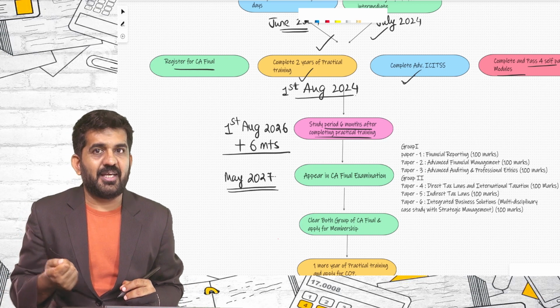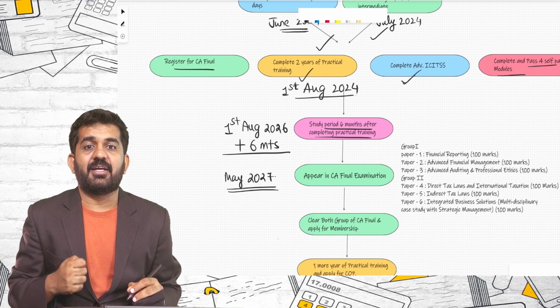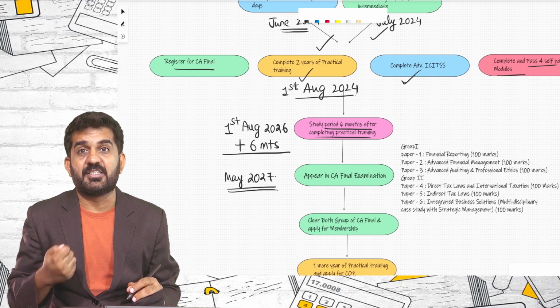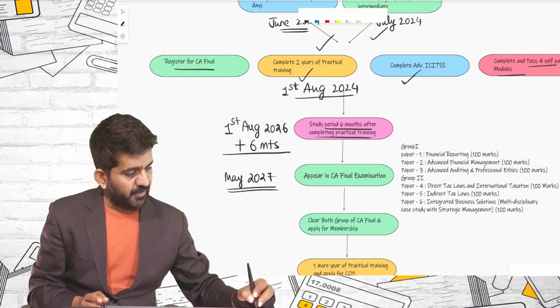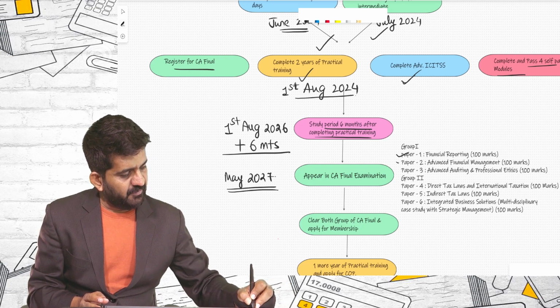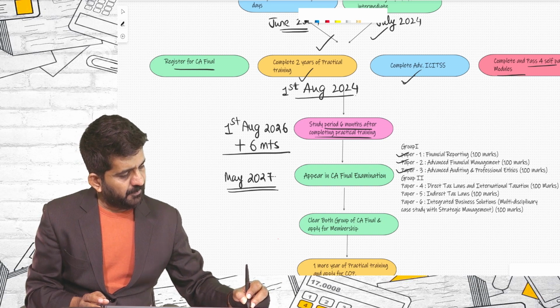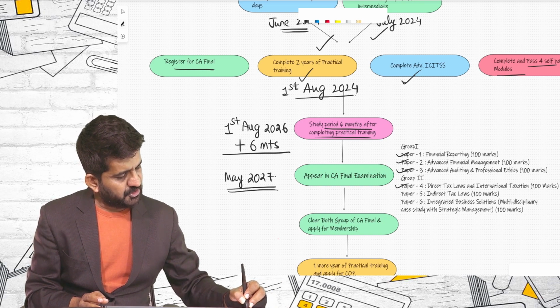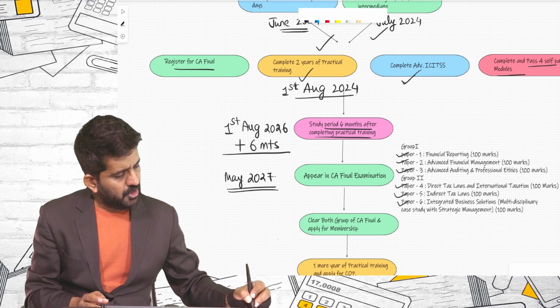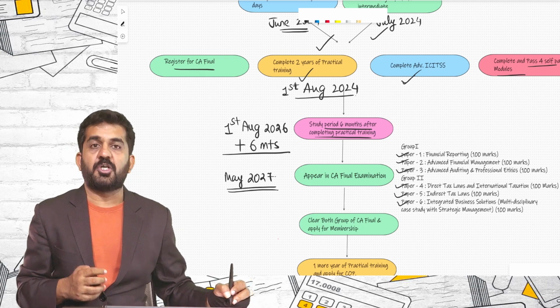In the CA Final examination, previously there were 8 papers. Now there will be only 6 papers. Paper 1, Financial Reporting. Paper 2, Advanced Financial Management. Paper 3, Advanced Auditing and Professional Ethics. Paper 4, Direct Tax Laws and International Taxation. Paper 5, Indirect Tax Law. Paper 6, Integrated Business Solution, multidisciplinary.